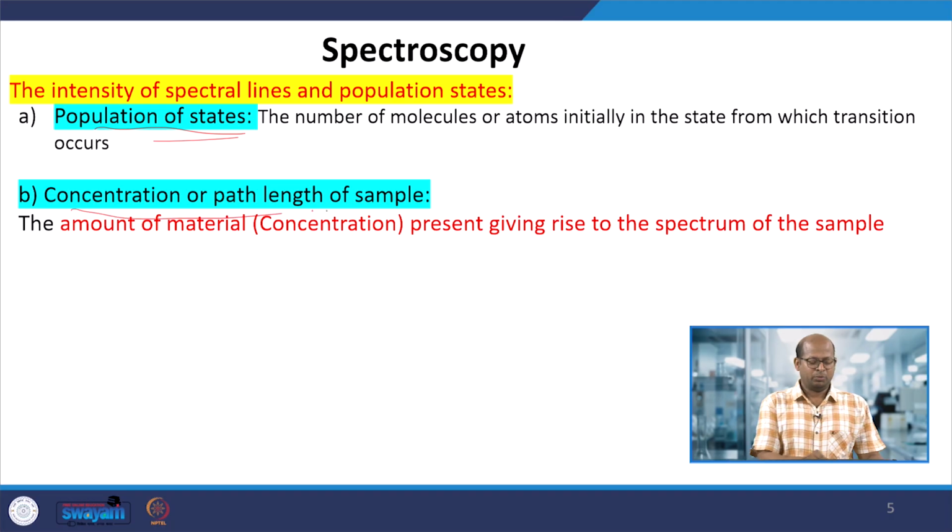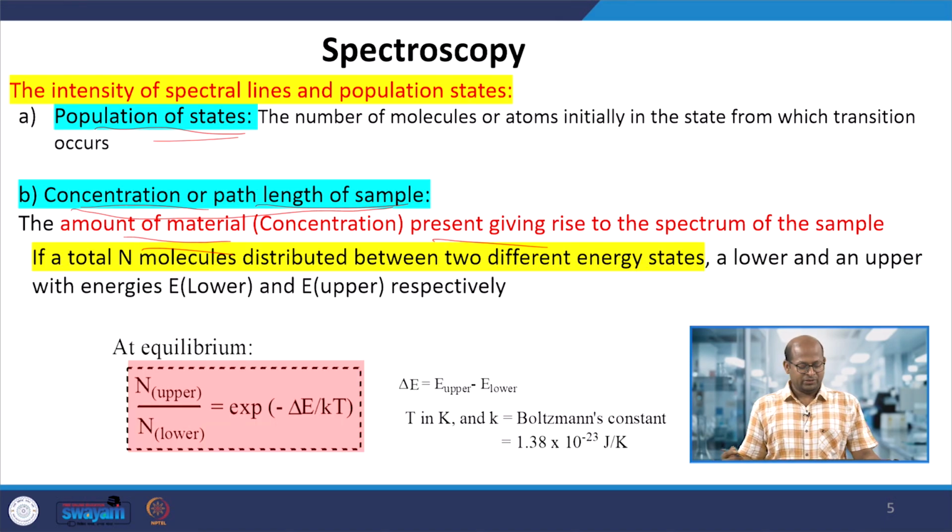Another component is the concentration or path length of the samples. That means the amount of material, that is molecules, present, and the energy delta E, the amount of energy being absorbed for the particular spectrum that we are getting from that sample, increases accordingly. So let's say the total number of molecules is distributed between the lower and higher energy states, two different states, so we can express the number of molecules present in the lower and the number of molecules present in the upper energy states.